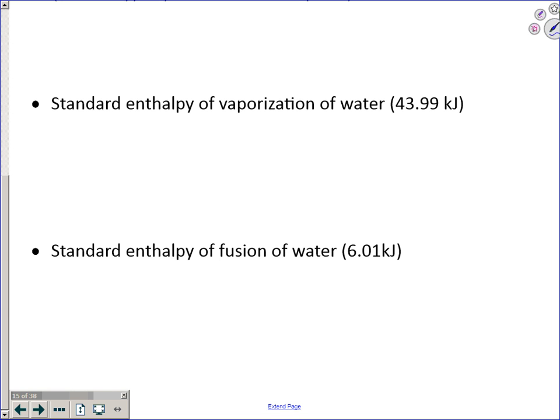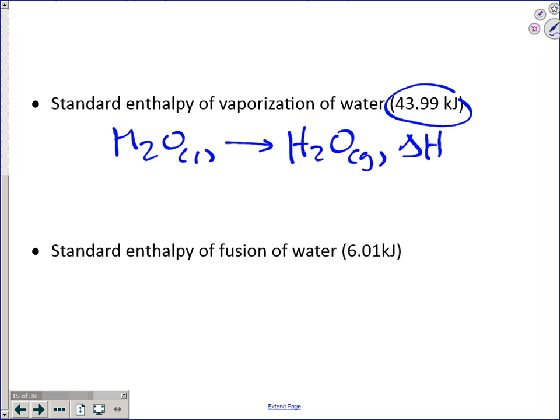All right, Quee, help me out with the first one. I want you to write the thermochemical equation for this, because I already have the value, so I can put the delta H at the end, the delta H vap. H2O liquid forms H2O gas. Pretty simple. And then what do we put at the end? Okay, 43.99 kilojoules, and that's per mole.